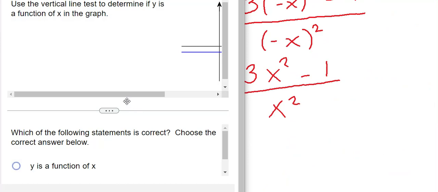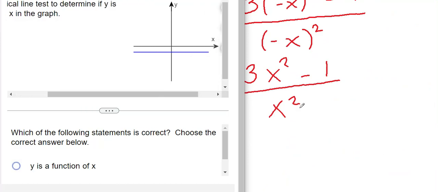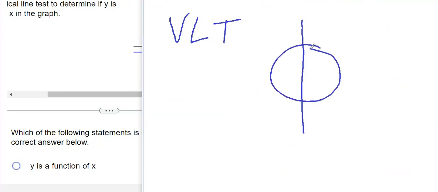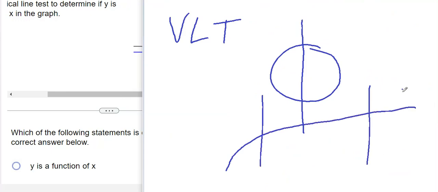Question 11. Use the vertical line test to determine if y is a function of x. So we'll call this the VLT. The VLT is the vertical line test. And what it says is when you have a graph of a function, a vertical line can touch the graph only once. So if I have a circle, you'll notice it touches it twice. Okay. If I have a graph like this, it only touches it once, no matter where I draw it.